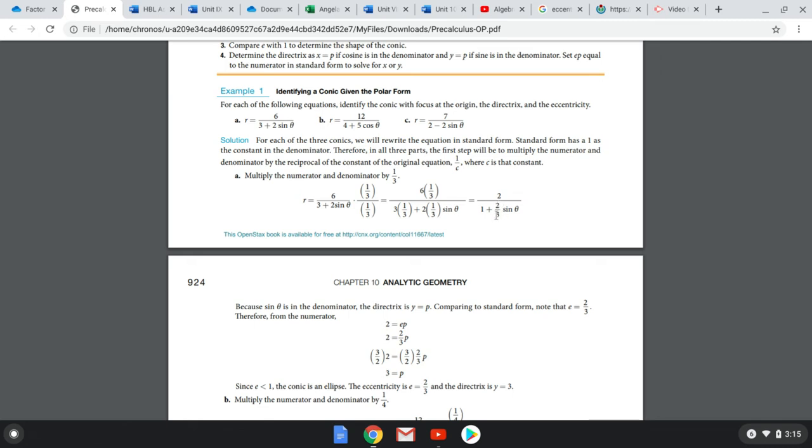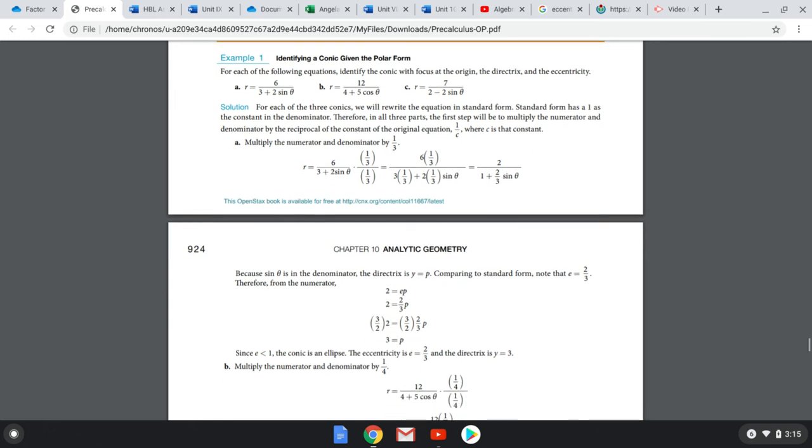So if my E is 2/3, then this is an ellipse, because that's between 0 and 1. And I can figure out what P is, because this is EP. So if I divide by E, 2 equals EP. If I multiply 2 by 3/2, then I figure out that P is 3. P is 3. So that's going to be the distance to my directrix.